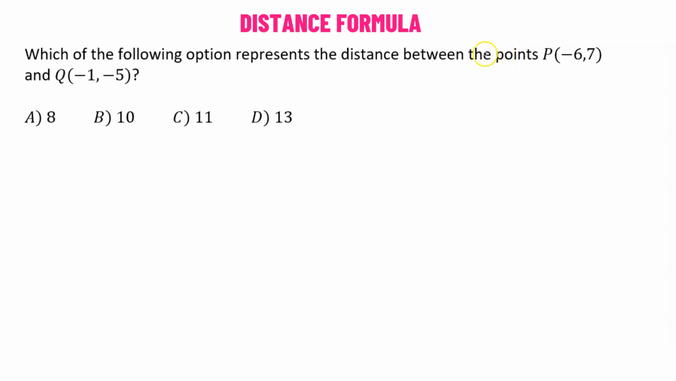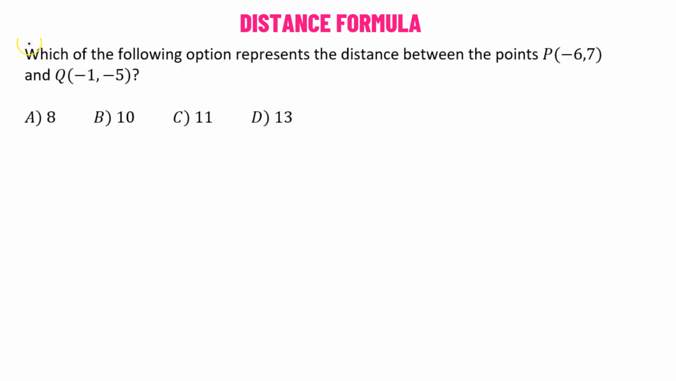So here in this problem, we need to find out the distance between 2 points P and Q. The coordinate of point P is given as -6, 7, and the coordinate of Q is -1, -5. So in order to find out the distance between the 2 points, we're going to use the distance formula.